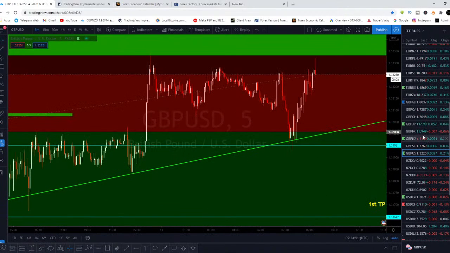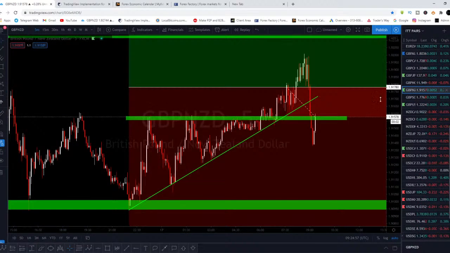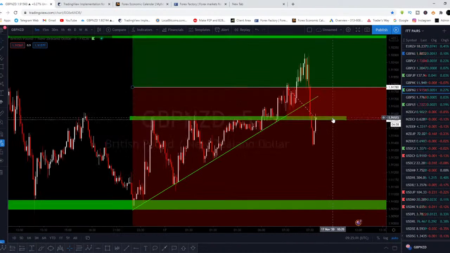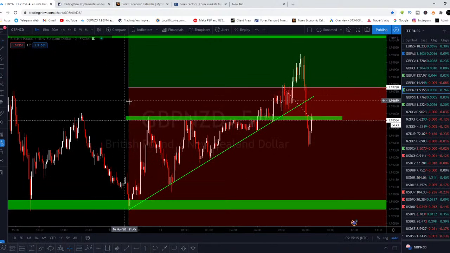So let's see. But it's not cooperating, man. Anyway, if it's able to break out of this and continue the push to the upside, GBP SDD is gonna buy. But if it's not able to break out and continue the push to the upside, and of course you can see now it's trying to reject it, so it might come down to this level before it starts buying. So let's see what's gonna happen.